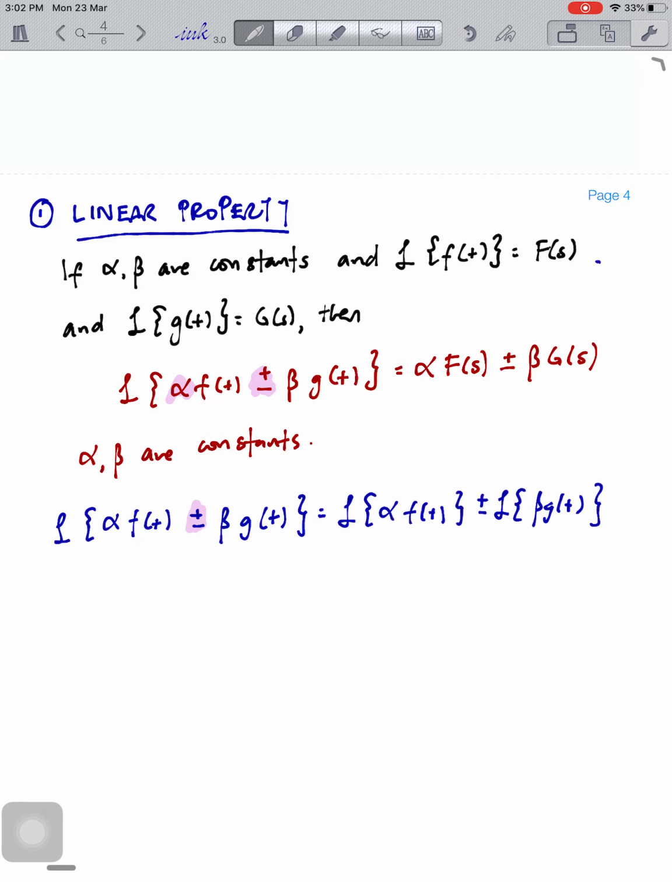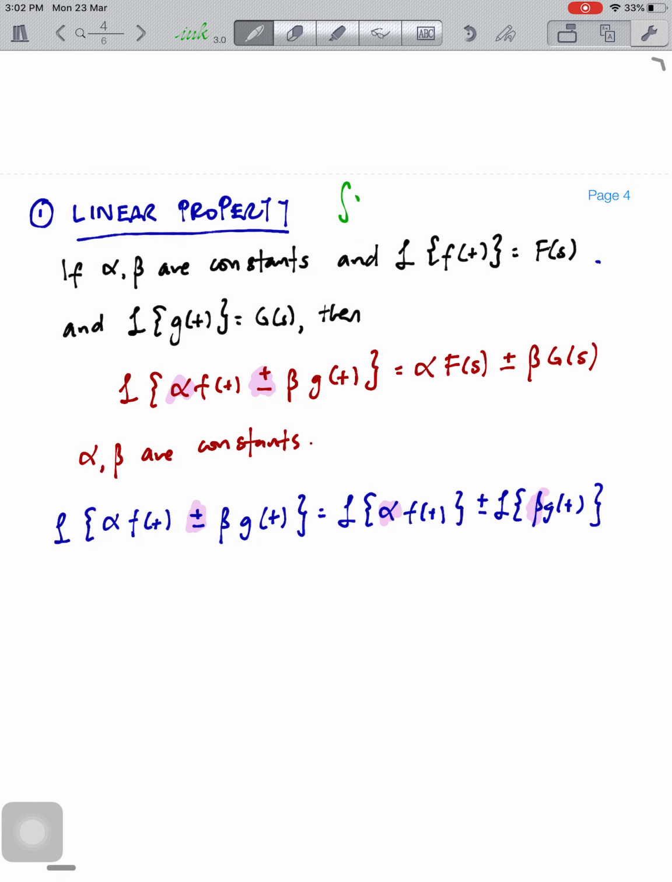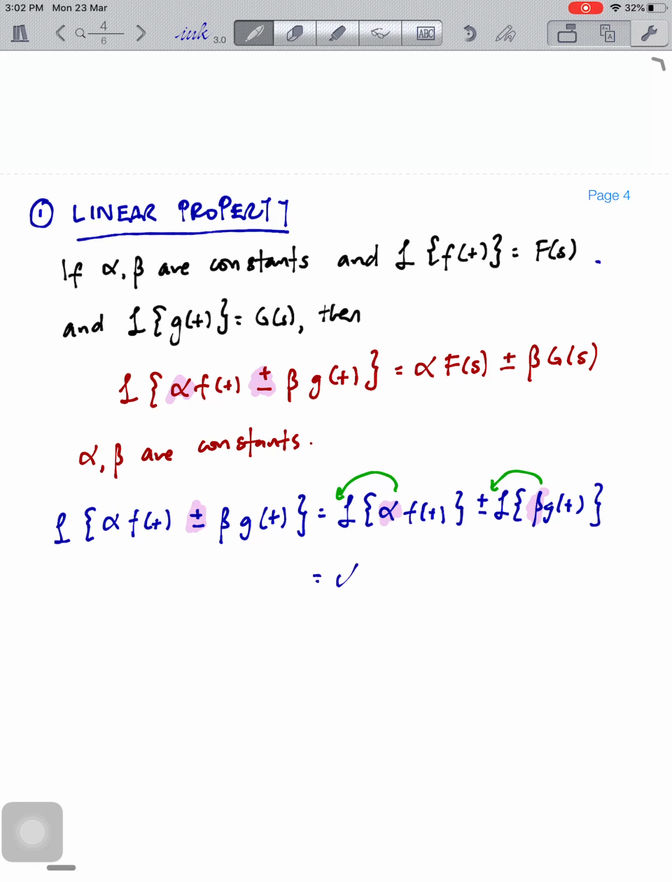Alright, the second property is that whenever you have a constant, so this is our alpha and this is our beta, remember when we have an integration, for example, if I have the integration of 3t dt, I can write this as 3 times the integration of t dt. Instead of leaving the 3 right there, I can bring that to the front. It will be the same idea for the Laplace transform as well. When you have a constant, you can move the constant to the front of the function. So now this is going to equal alpha Laplace of f of t plus minus beta Laplace of g of t.